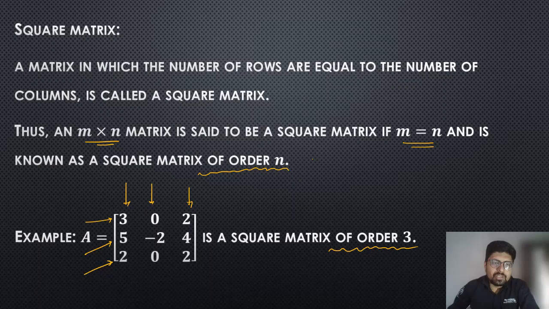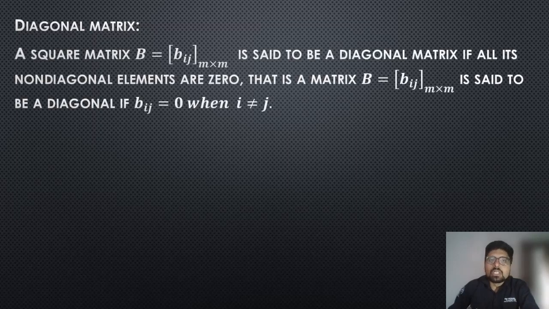Let's move to another definition. It is the diagonal matrix. What it says: a square matrix B of order m cross n. Make sure the definition starts with the square matrix. So we can define a diagonal matrix only for a square matrix. So a square matrix B of order m by n is said to be a diagonal matrix if all of its non-diagonal elements are 0. Right? Let's have the example.